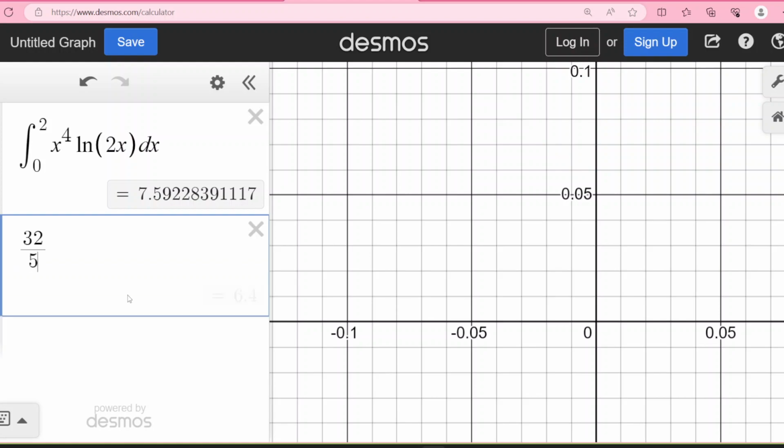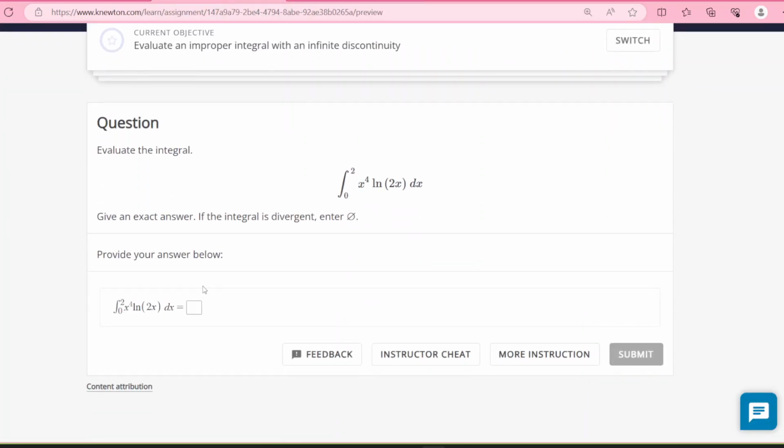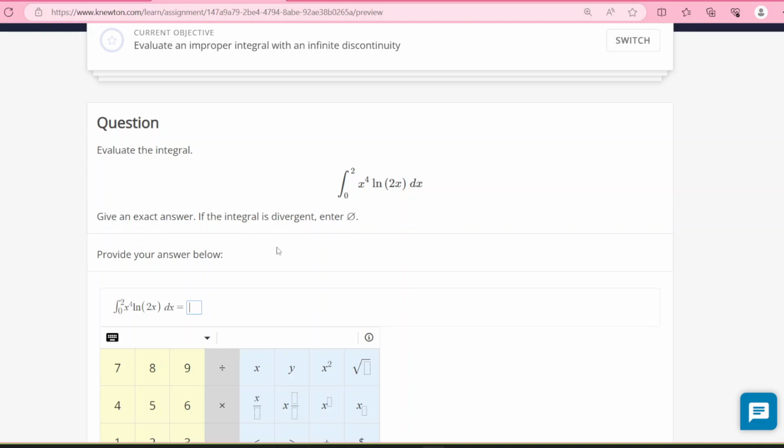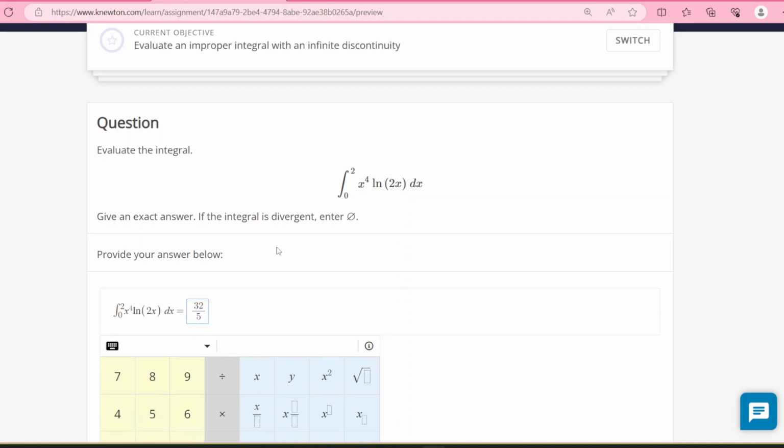We had 32 fifths times the natural log of 4 minus 32 25ths. And yes, these do match to at least that many decimal places. So probably the value this is converging to. Great, and that's what I'll enter in the assignment. 32 fifths, natural log of 4, and then minus 32 25ths.